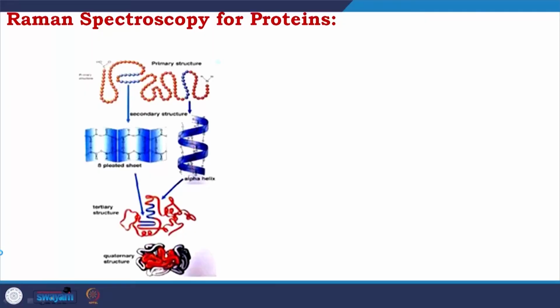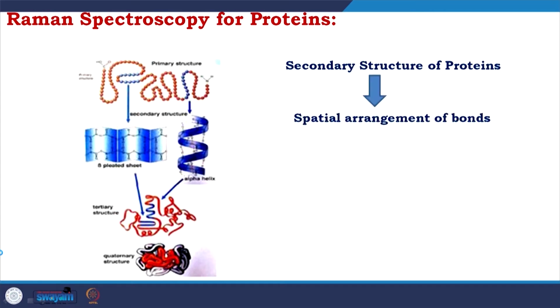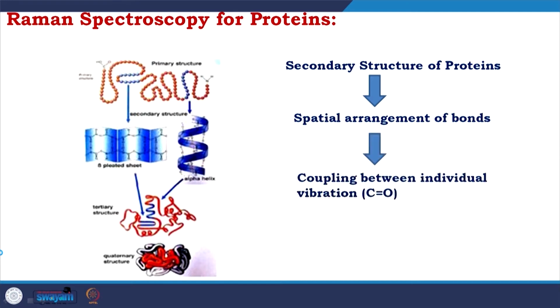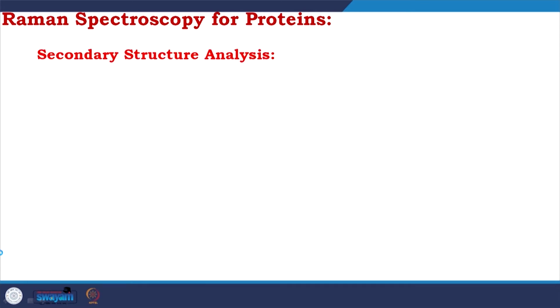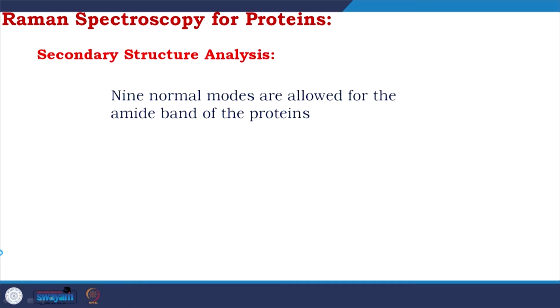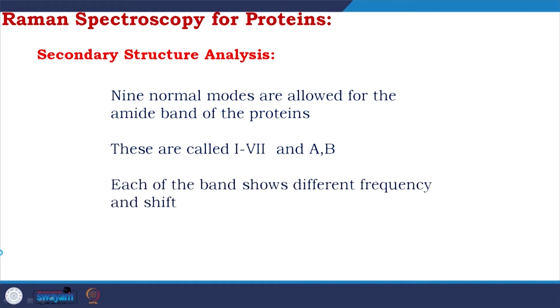Coming to what we are here for, Raman spectroscopy for protein, very relevant for this course. For the secondary structure of protein, you have the spatial arrangement of bonds, the amide bonds, and coupling between individual vibrations of CO and NH, giving amide Raman bands. There are fingerprints of amide Raman bands. In secondary structure analysis, 9 normal modes are allowed for the amide band of the protein. These are called amide 1 to 7, A and B, the 9 amide bands. Each of the bands shows a different frequency and shift. This is because of stretching and bending.